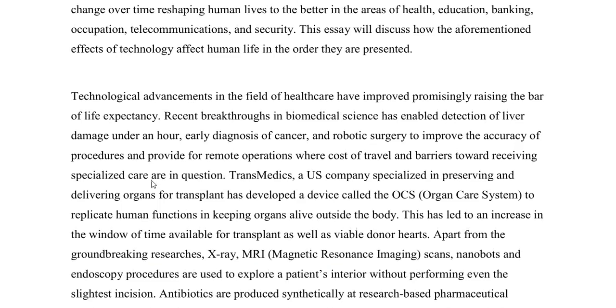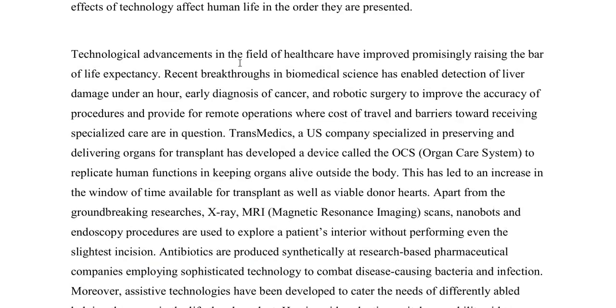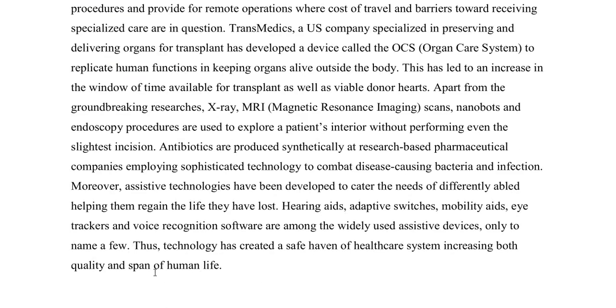Now see, look at this topic sentence. Technological advancements in the field of healthcare have improved promisingly, raising the bar of life expectancy. Life expectancy means the lifespan, or span of human life. Technology has created a safe haven of healthcare system, that is, technology impacts the healthcare system, increasing both quality of life and span of human life. So that is it.